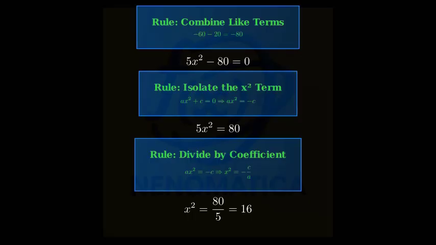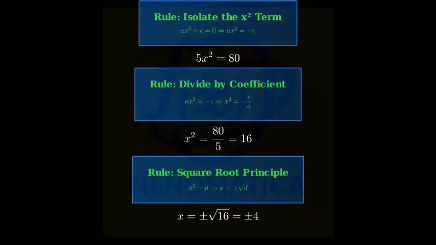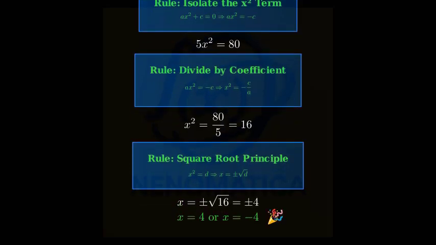Step 6. Now, we'll apply the square root principle. If x squared equals 16, then x equals plus or minus the square root of 16, which is plus or minus 4. Therefore, the solutions to the equation 5x squared minus 60 equals 20 are x equals 4 and x equals negative 4. Let's verify our answer by substituting these values back into the original equation.